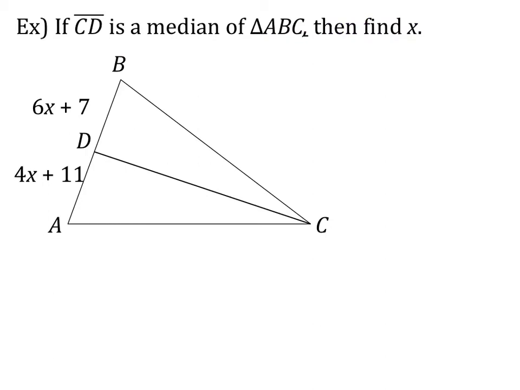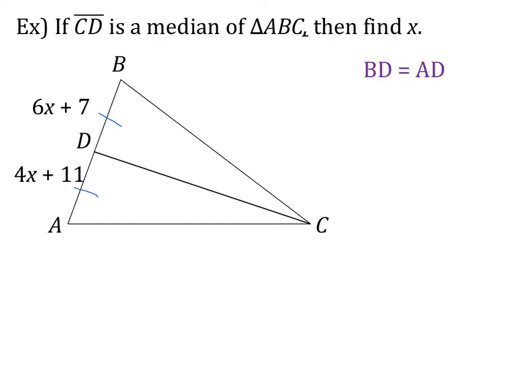Let's look at a median example. If CD is a median of triangle ABC, then find x. Well, if CD is a median, that means it must hit AB at the midpoint, so these two segments must be congruent to each other. So that means that BD is equal to AD.